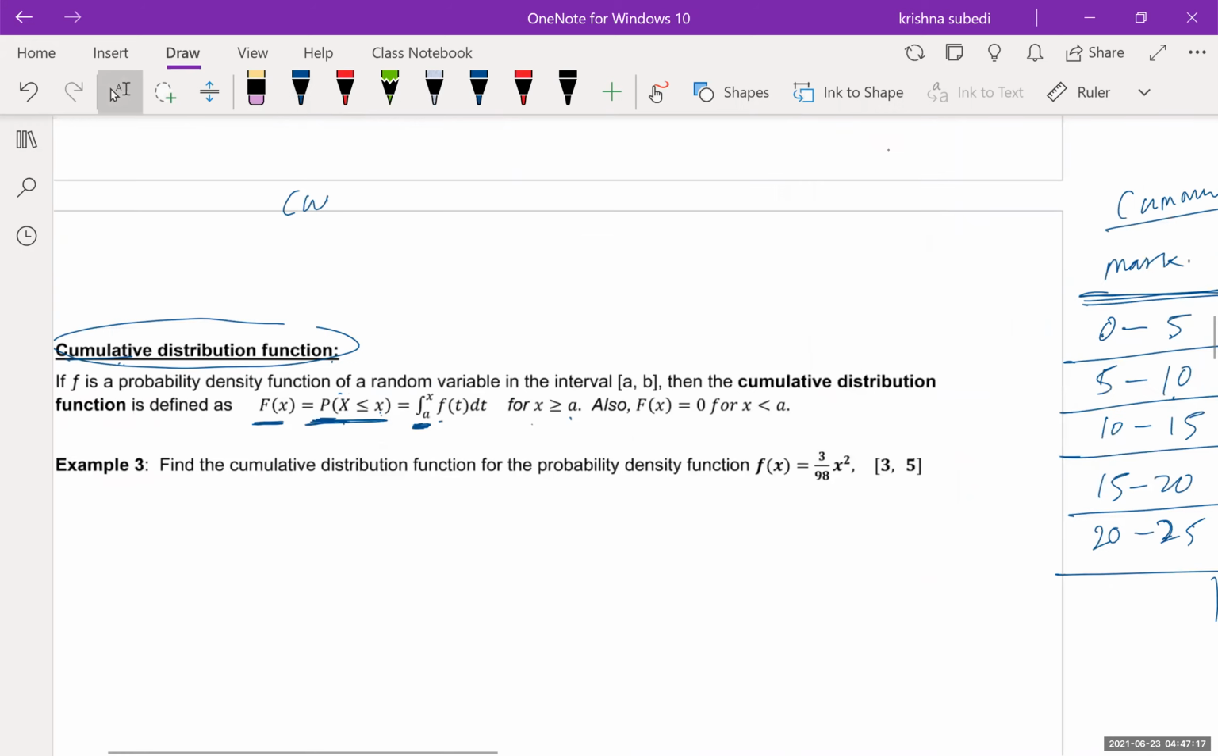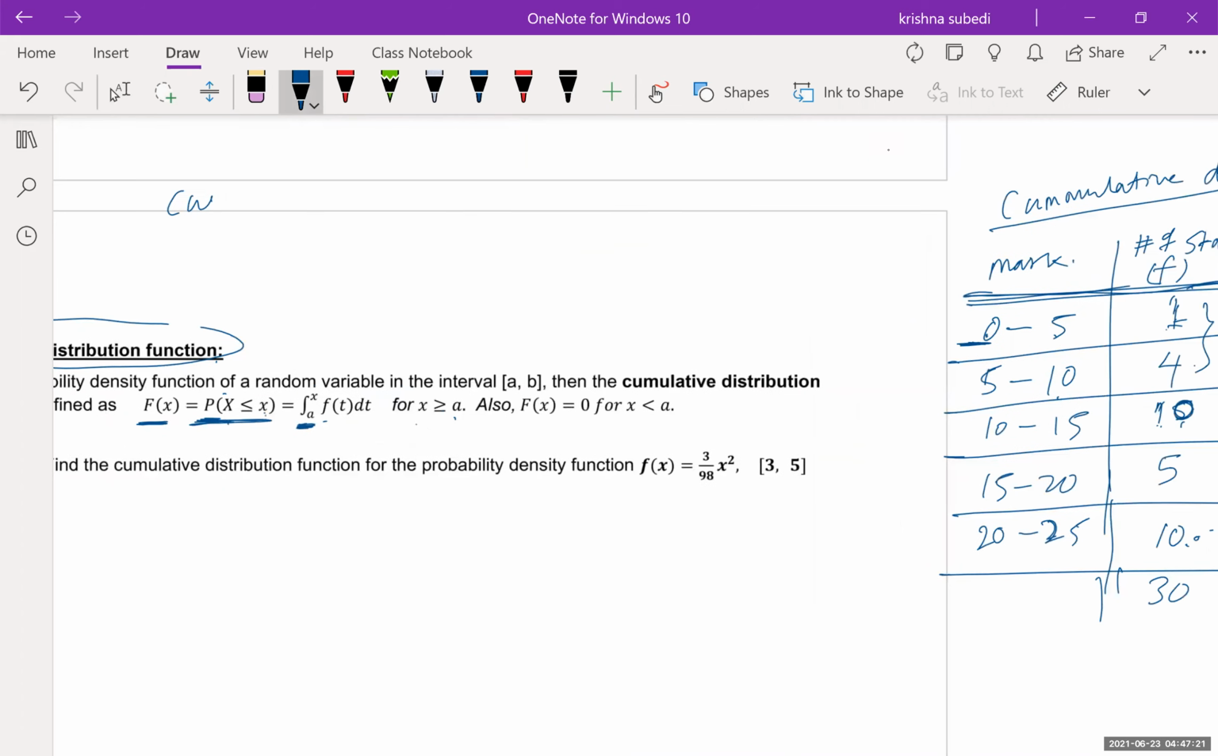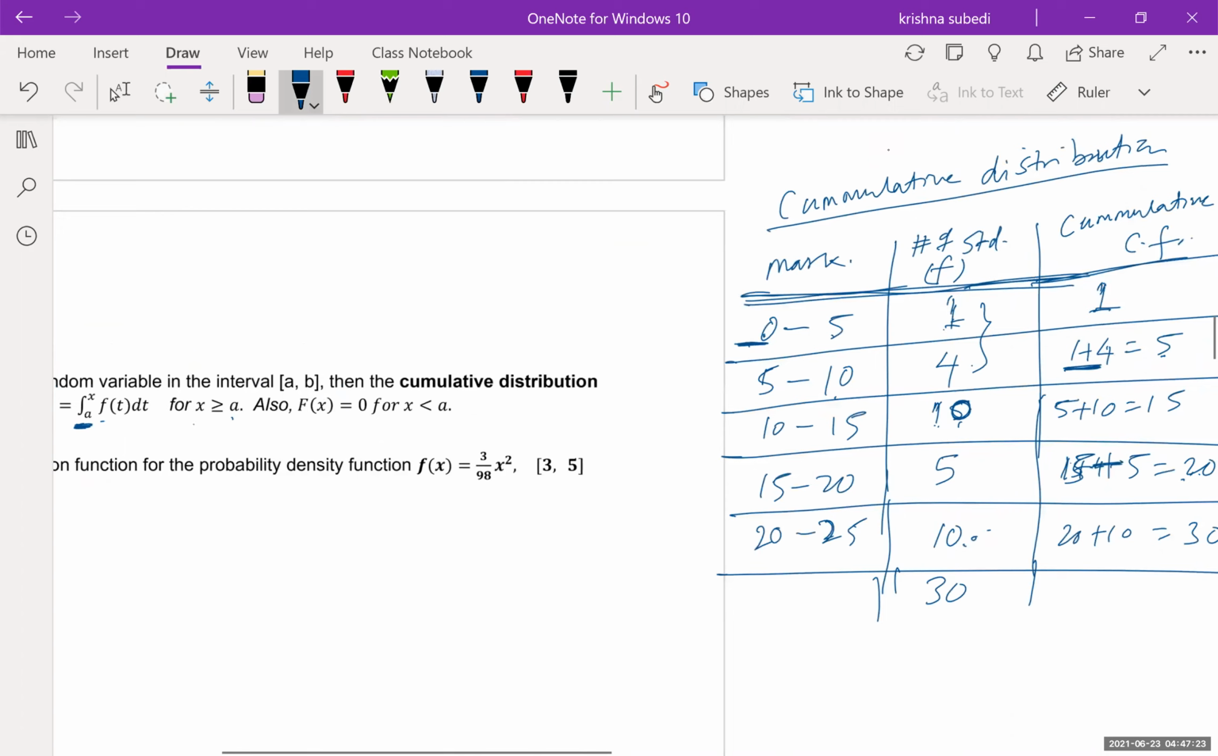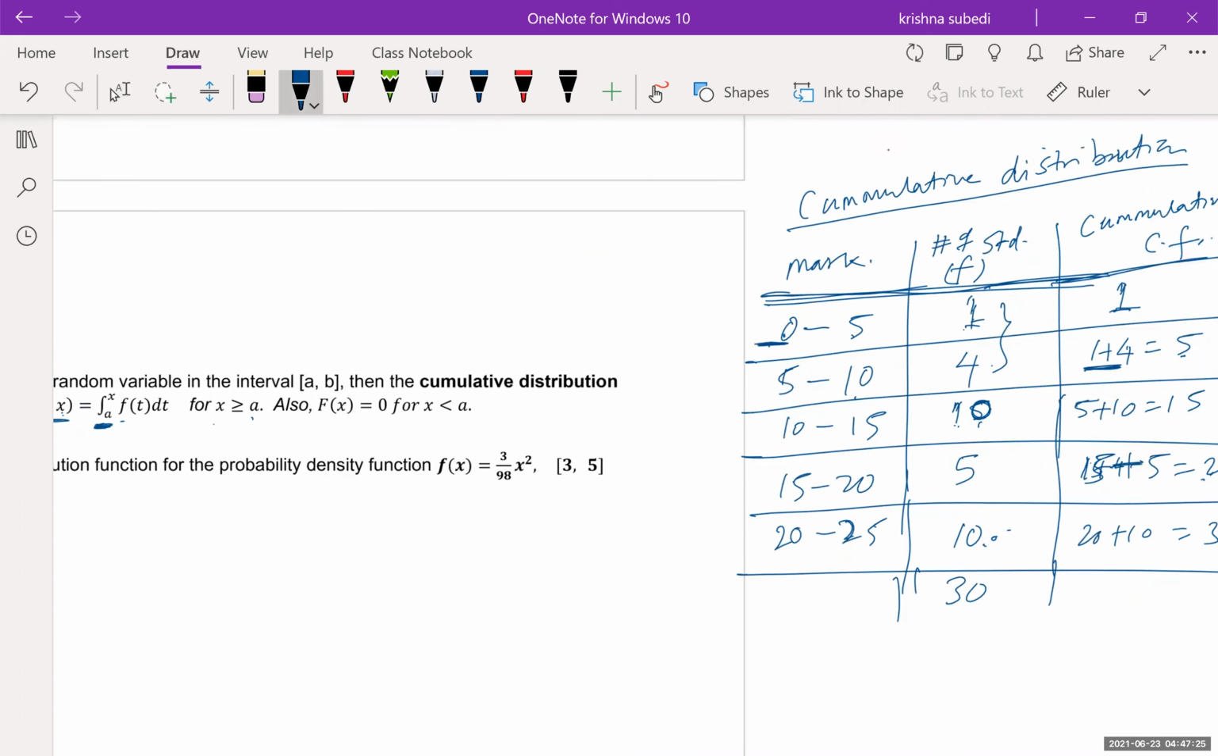So the lower limit is fixed in cumulative distribution. But the upper limit depends on how many items you want to consider. If you want to consider only these 2 items, your upper limit will be 10. If you consider these 3 items, then your upper limit will be 15. If you consider these 4, the upper limit is 20. Therefore, the upper limit actually varies in cumulative distribution, okay?